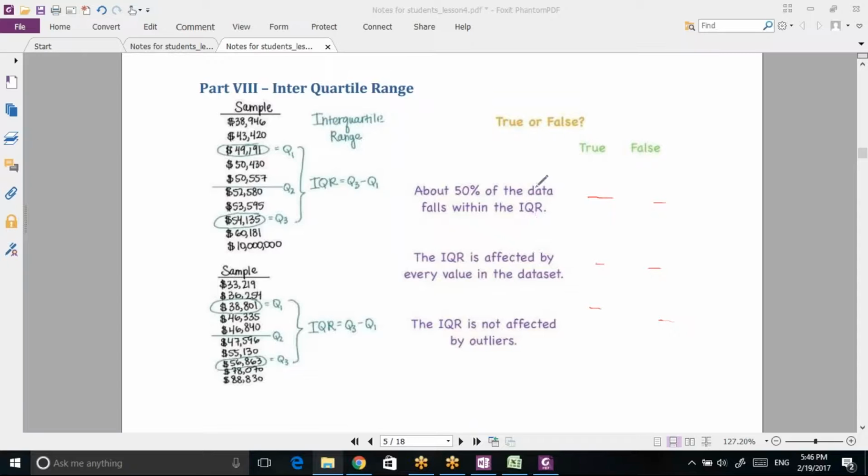Okay, answer please. About 50% of the data falls within the IQR. Is this true? It is true, yes. Why? Because we remove 25% and 25%, so 50% is left, right?